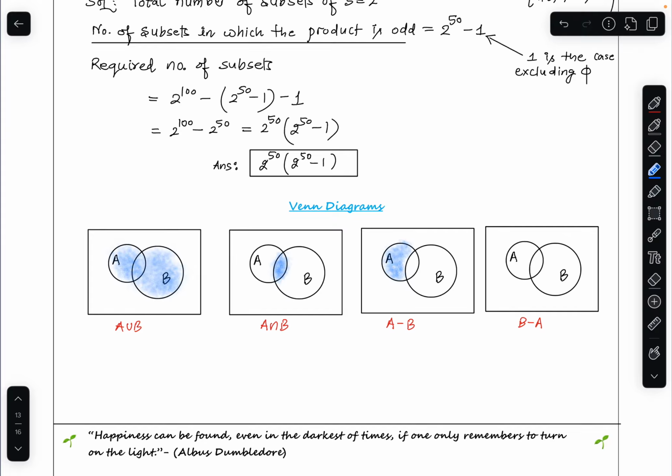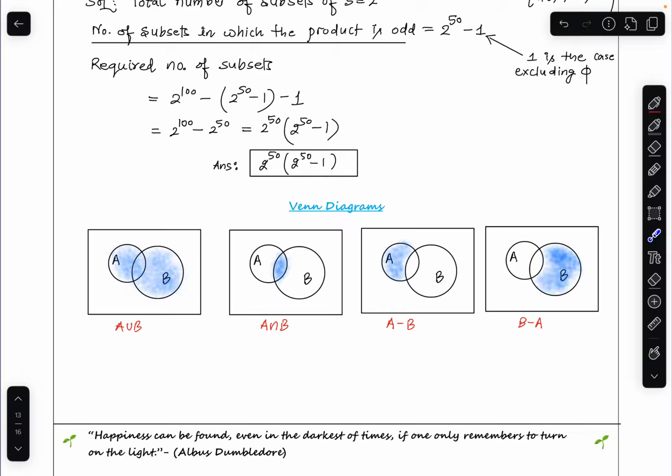So the Venn diagram for A minus B would have the region of A alone. Same thing happens with B minus A this time. So B minus A would have the region of B alone, not the A, and that's it. So this is the Venn diagram for the four operations that we had. A union B has elements from both of them. A intersection B has elements from this portion, the common one. A minus B has the portion of A alone, not the B. B minus A has the portion of B alone, not the A.